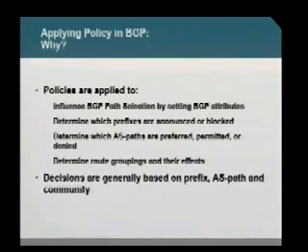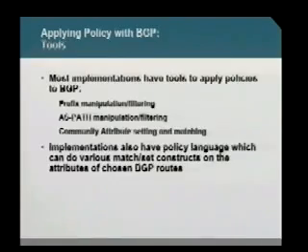You can determine which AS paths are preferred, permitted, or denied. There are particular autonomous systems or ranges of autonomous systems that people probably don't want to get access to, or don't want to prefer through particular paths. So again, that's about applying policies. And you can also determine route groupings and their particular effects. Decisions you generally find are made on prefix, AS path, and community. Those are usually what people are manipulating to get what they need.